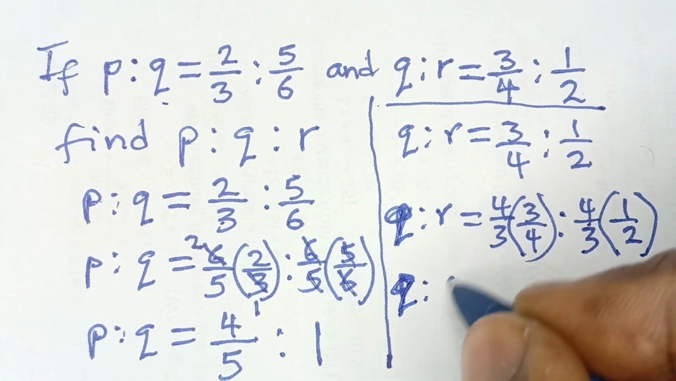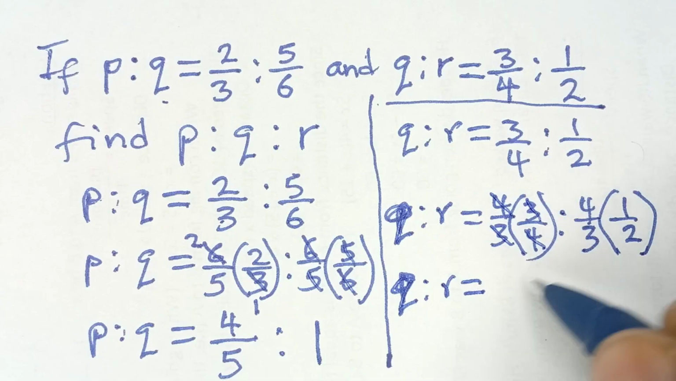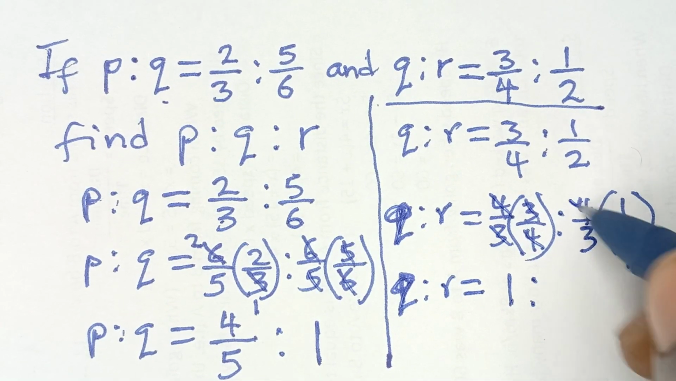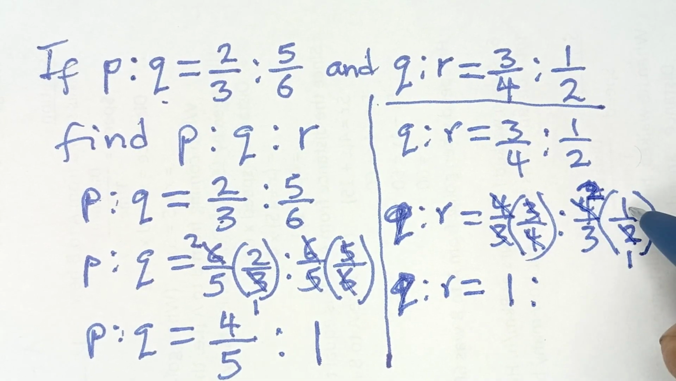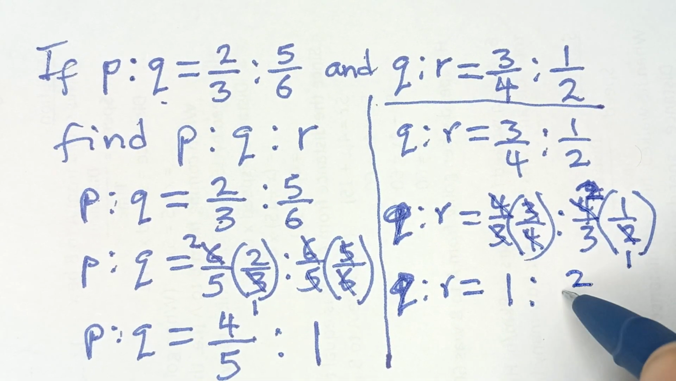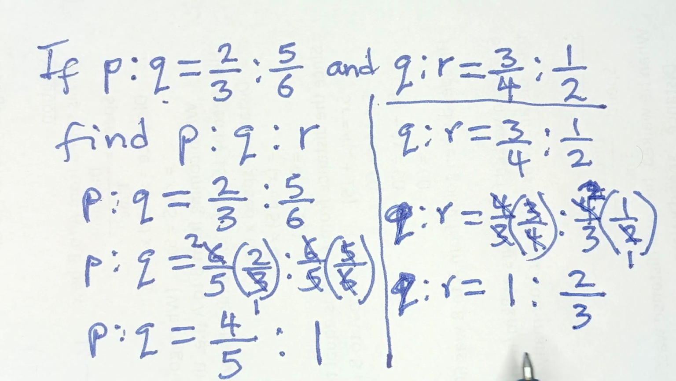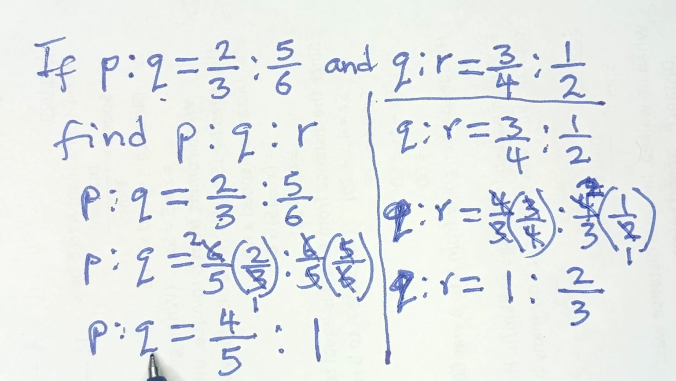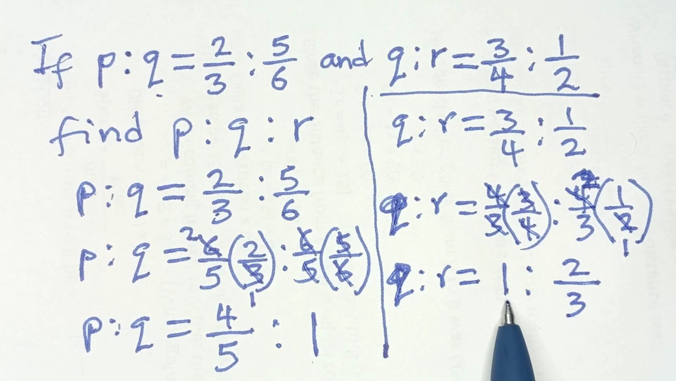So that Q ratio R is equal to 4 cancel 4, 3 cancel 3, and this becomes 1 ratio 2 here is 1 and 2 in 4 is 2. So 2 multiplied by 2 is 1, all over 3 multiplied by 1 is 3. So on this side, I now have ratio 1 is to 2/3.